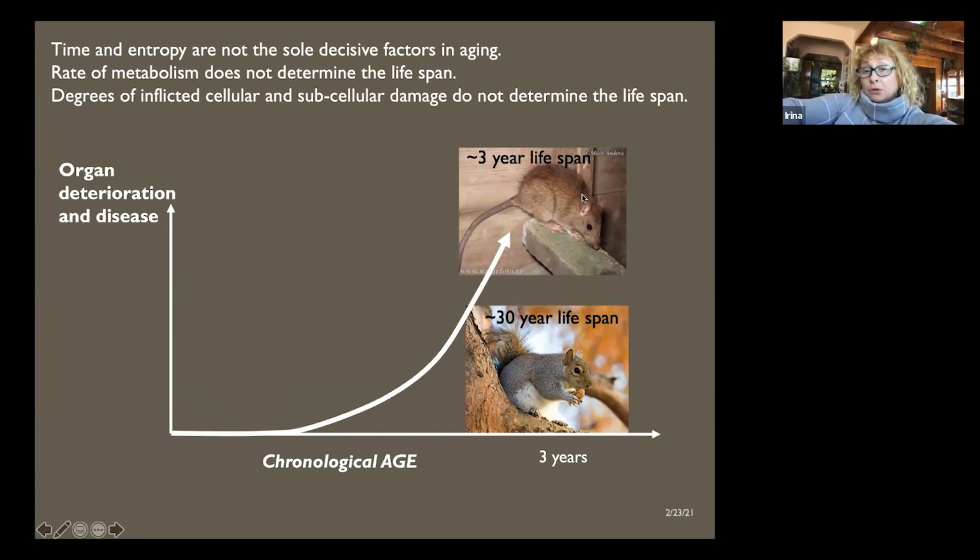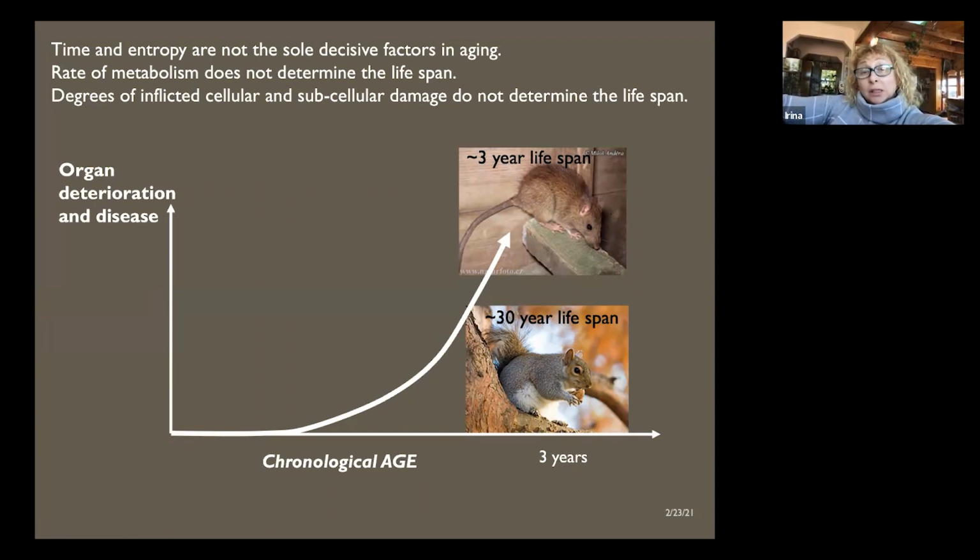And even though the rats and squirrels have similar size and metabolic activity, in fact, if anything, squirrels have higher metabolic activity, higher metabolism than rats. They are mammals and they have very similar diet, but yet squirrels live 10 times longer. And so by the time the squirrel is 3 years old, it will be a very healthy animal, but the rat at 3 years old will be a very sick and really aged animal.